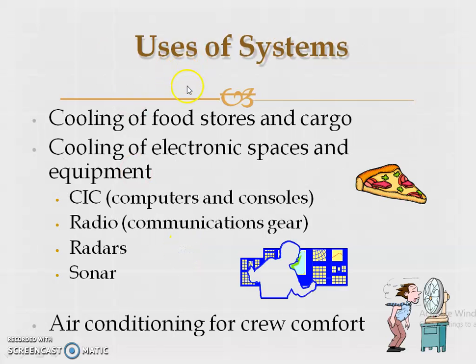The refrigeration system is used for various applications, such as cooling of food storage and cargo, cooling of electronic spaces and equipment, such as computers and consoles, radio transmission systems, radars and sonars, and air conditioning for crew comfort. Particularly in India, there are winter, summer and various season periods. The summer period is very essential for refrigeration and air conditioning systems. Refrigeration is also used for various applications worldwide.